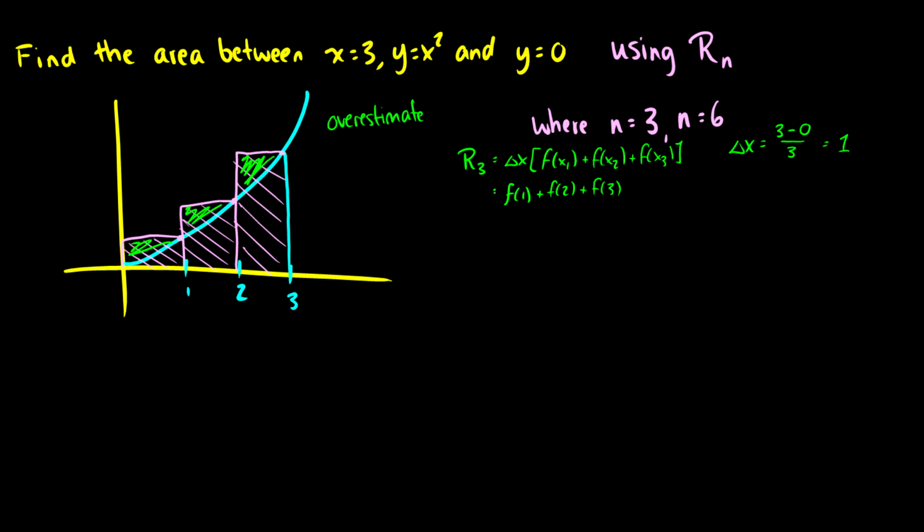And how do we get the height? Well, we have our formula here, y is equal to x squared. So this will be the same thing as saying 1 squared plus 2 squared plus 3 squared, which is the same thing as 1 plus 4 plus 9, which is simply going to be 14. So we've approximated that the area here is 14 using 3 rectangles.